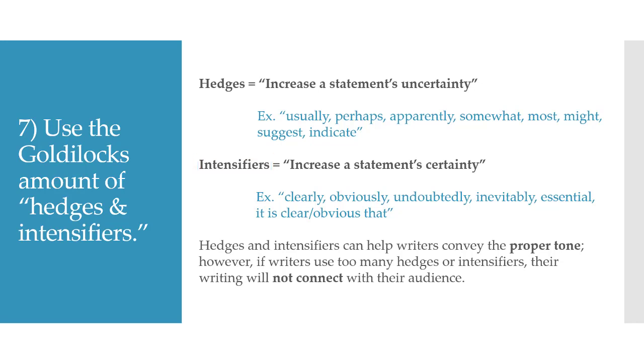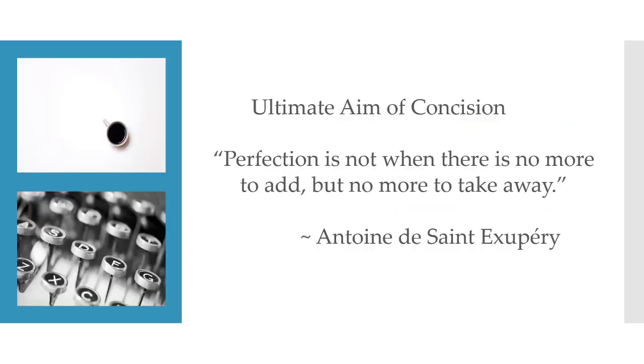Hedges and intensifiers can help writers convey the proper, confident tone. However, if writers use too many, their writing will not connect with their audience. It will either be too uncertain or too arrogant. This balance is one of the ultimate aims of concision. Perfection is not when there is no more to add, but no more to take away.